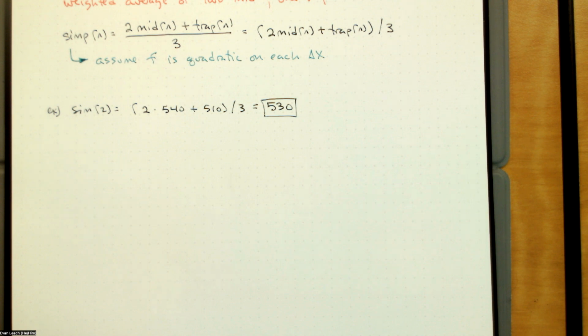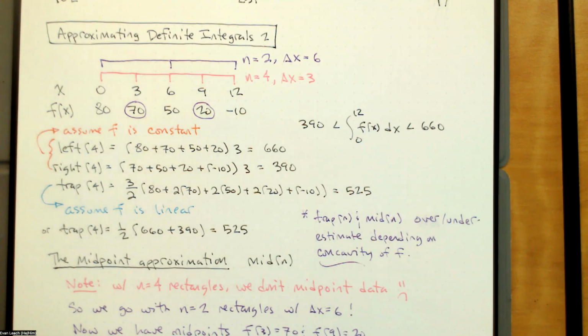All right. That's our discussion about approximating definite integrals. These are some formal methods for approximating definite integrals. It's what we can do if we have a limited set of data rather than an actual explicit function.